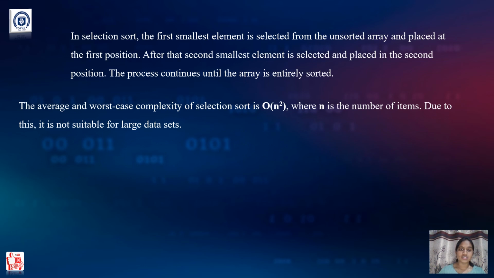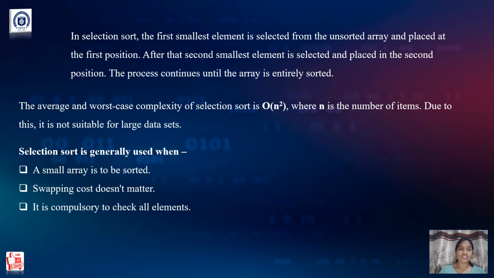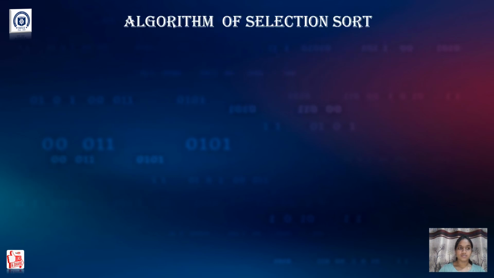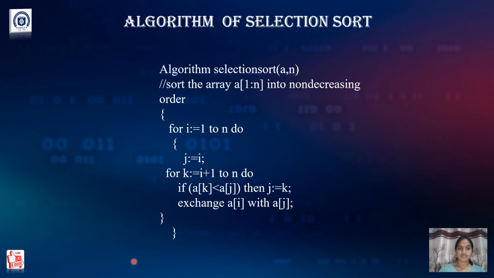The average and worst case complexity of selection sort is O of n square, where n is the number of items. Due to this, it is not suitable for large data sets. Selection sort is generally used when a small array is to be sorted. Swapping cost doesn't matter. It is compulsory to check all elements. So let us learn about the algorithm of selection sort.